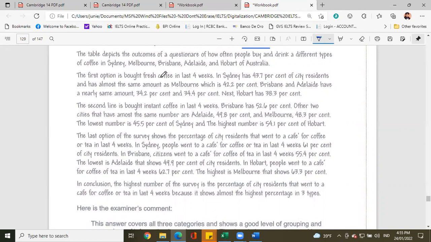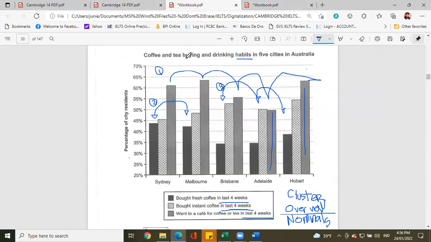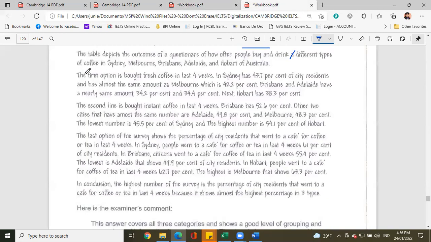Okay. So the table depicts the outcomes of a questionnaire of how often people buy and drink different types of coffee in Sydney, Melbourne. Is it correct how they said that? How often people buy and drink different types of coffee? I think it's better to say how people buy and drink coffee, not different types of coffee. Because this is not a type of coffee, right? That is a type of coffee, fresh coffee, and then instant coffee, but the third one is not there. So never mind.